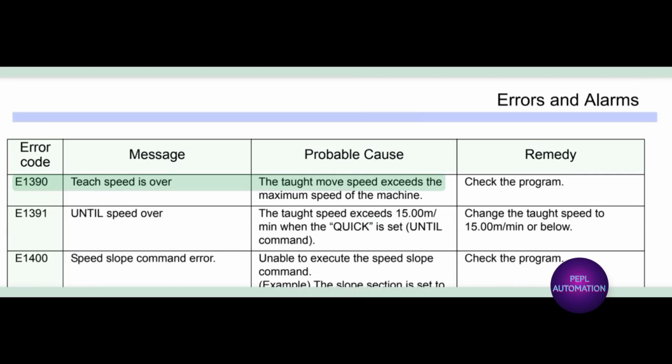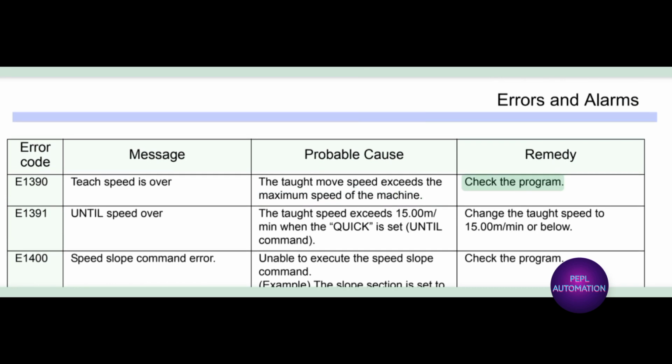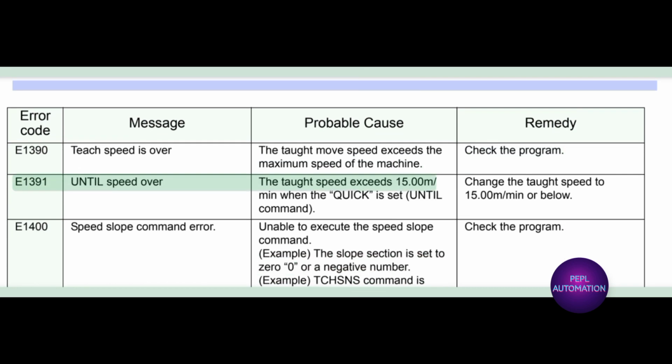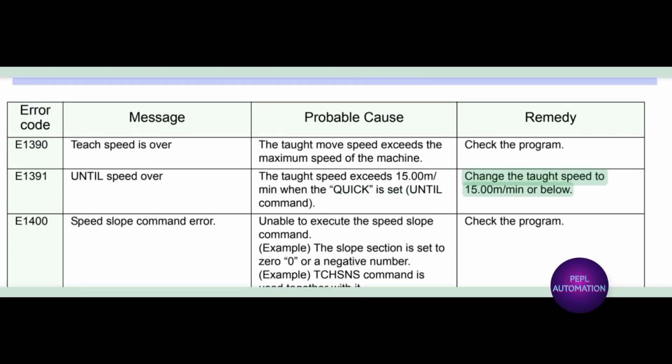E1390 teach speed is over: the taught move speed exceeds the maximum speed of the machine. Check the program. E1391 until speed over: the taught speed exceeds 15.00 meters per minute when the quick is set until command. Change the taught speed to 15.00 meters per minute or below.